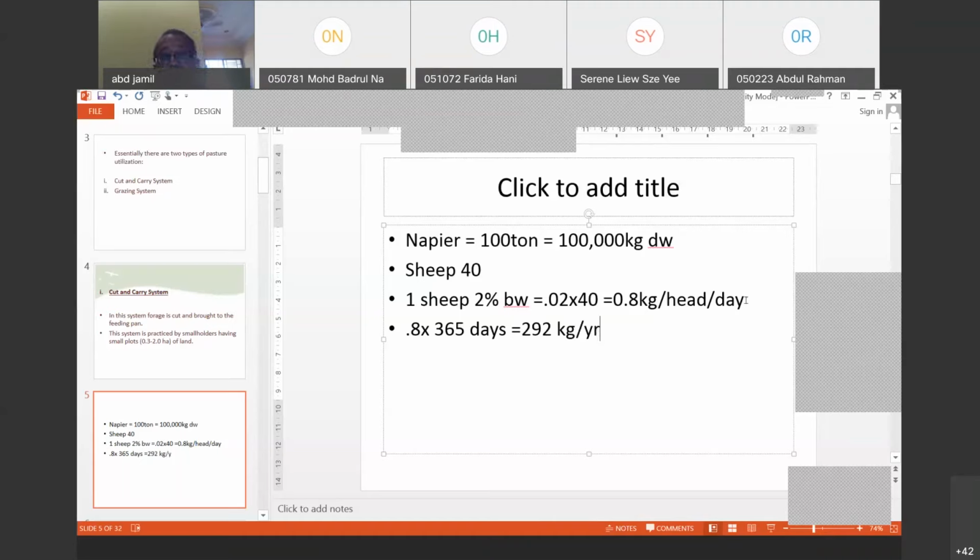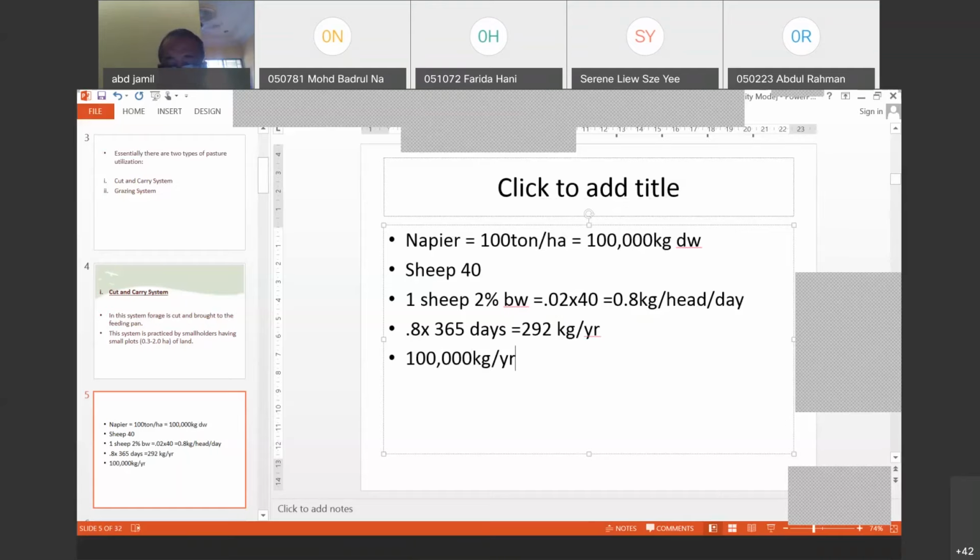So from here, use your mathematics. 1 year you have 100,000 kilogram. 1 sheep needs 292 kilogram per year. So how many sheep can you keep in that piece of 1 hectare? This is per hectare. It's quite simple now. You have 100,000 kilogram per year.